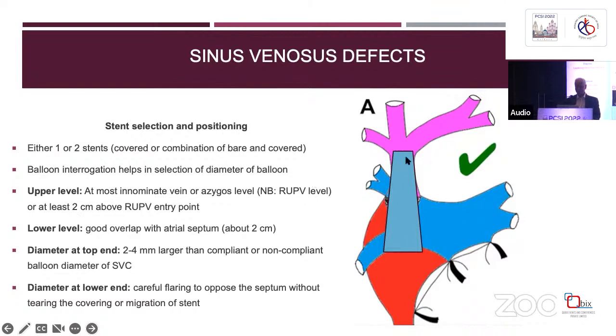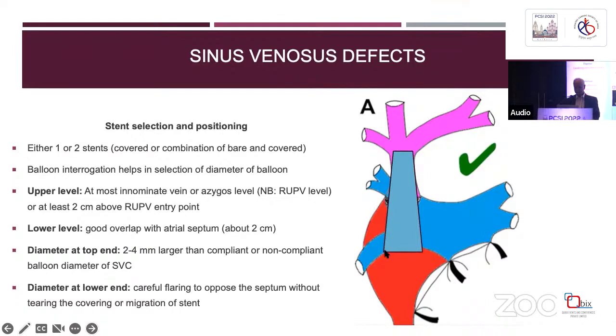For stent positioning at the upper level, at the highest, it needs to be at the innominate vein level or azygous vein level, but generally it tends to be below that. And ideally, the other guideline is that the upper end of the stent needs to be at least 2 centimeters above the entry point of the right upper pulmonary vein.